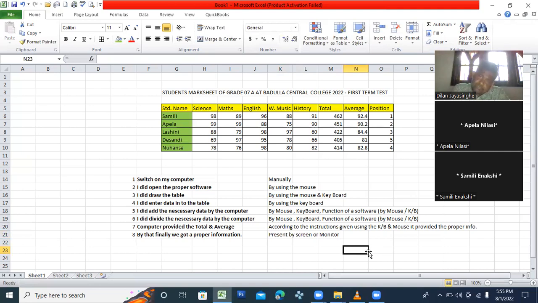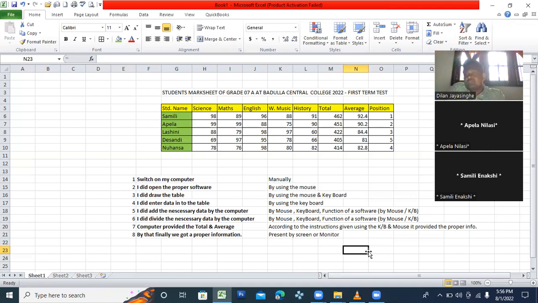Now, girls understood the steps. I did switch on my computer manually. Then I did open the proper software by using the mouse. Then I did draw the table by using the mouse and keyboard. Then I did enter data into the table by using the keyboard, right? Then I did add the necessary data by the computer. How did I do it? By using keyboard and mouse.